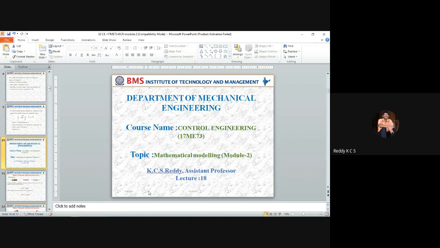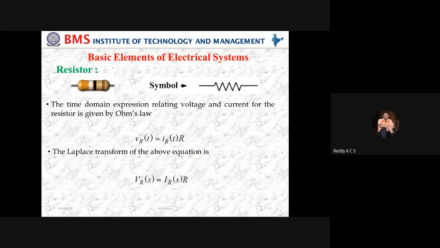And today we discuss the electrical systems. The basic elements of electrical systems: there are three elements, like in mechanical systems, where we discussed the mass, spring, and damper. Similarly, we have three elements in any electrical system. What are they? One is the resistor, then the inductor, and the capacitor.